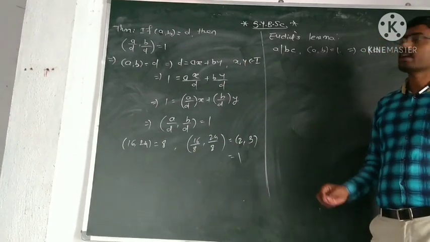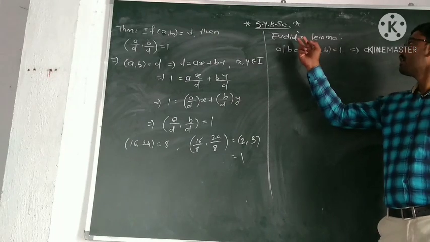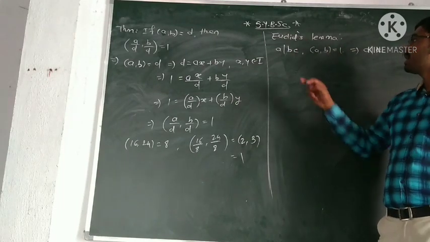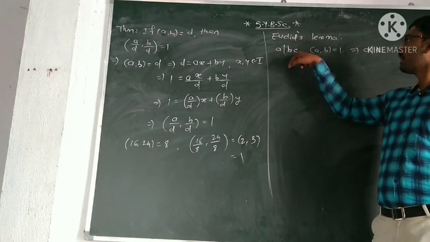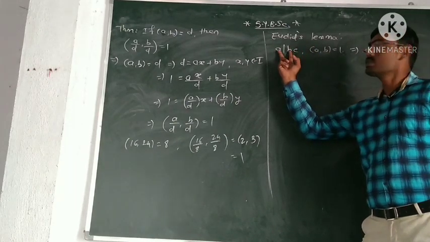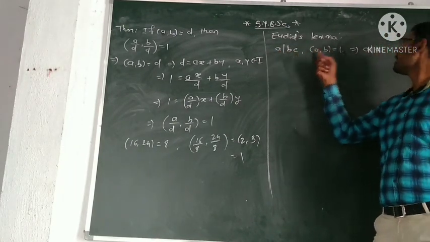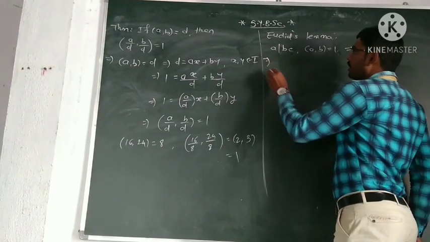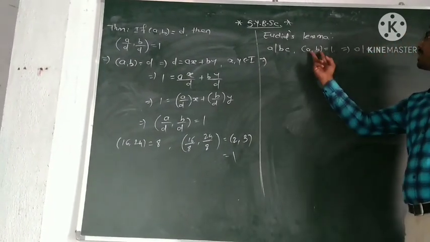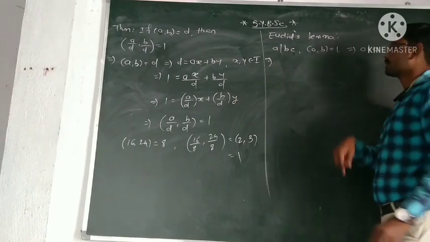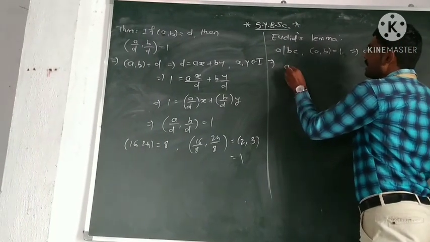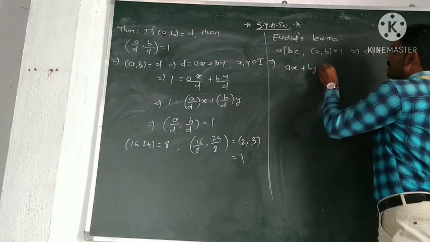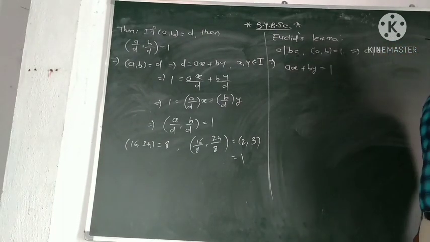Next, a very important lemma, Euclid's lemma. If A divides B into C and GCD of A and B is 1, then A must divide C. We will first see the proof. We have GCD of A and B is equal to 1, so there are integers x and y such that ax plus by is equal to 1.